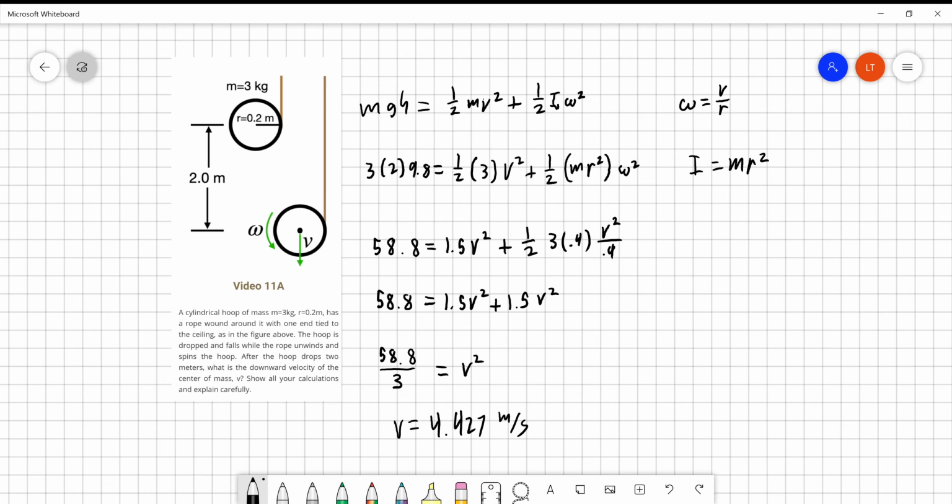So 58.8 over 3 is equal to v squared, and if we go with that equation, then v is equal to 4.427 meters per second.